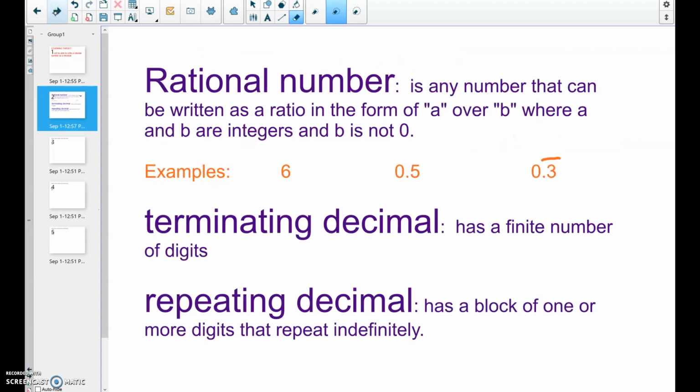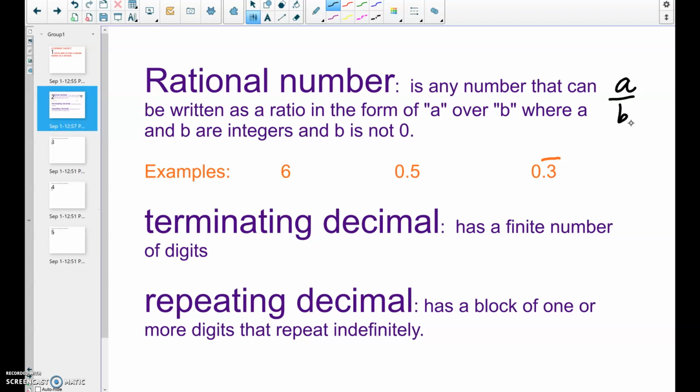So what is a rational number? A rational number is any number that can be written as a ratio in the form of A over B, where A and B are integers and B is not zero. We cannot have B be zero because you cannot divide by zero.